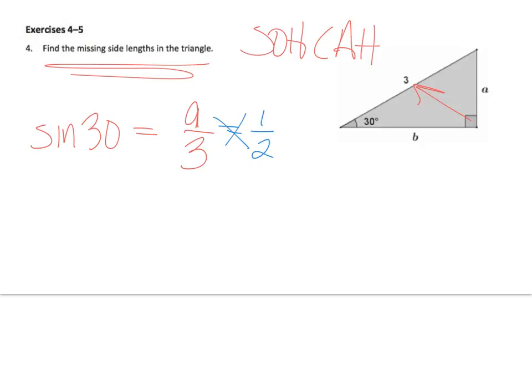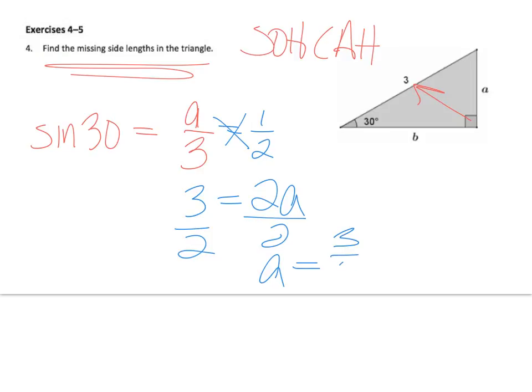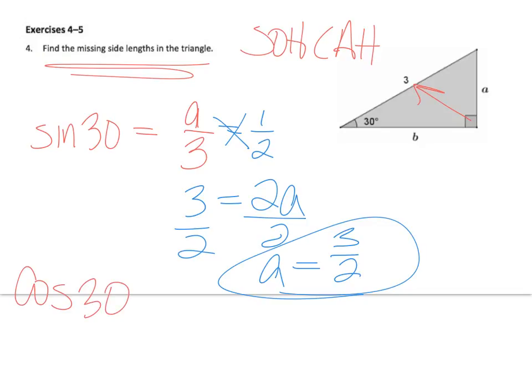So we can just take this and solve it. 3 equals 2a. A equals 3/2. Okay, try that with the next one. Cosine 30 equals adjacent over hypotenuse. So b over 3. Okay, compare that to the table on the previous slide. And our ratio for cosine 30 is square root of 3 over 2.